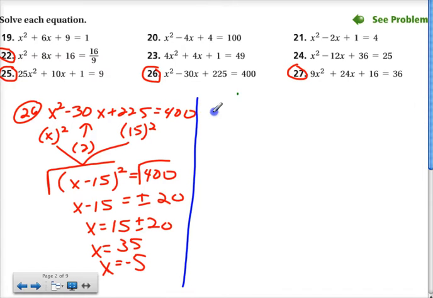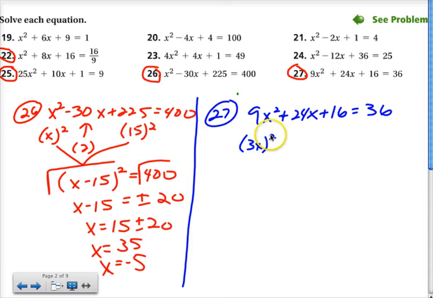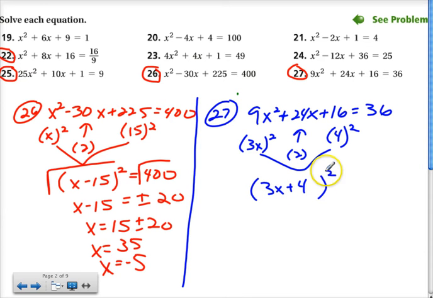Number 27, 9x squared plus 24x plus 16 equals 36. Again, large numbers, but we notice in the front, this is a perfect square, and in the back, this is a perfect square. 3x times 4 is 12x, and when you double it, you do get 24. And this one had all addition in there, so it will be 3x plus 4, the quantity squared, equals 36.